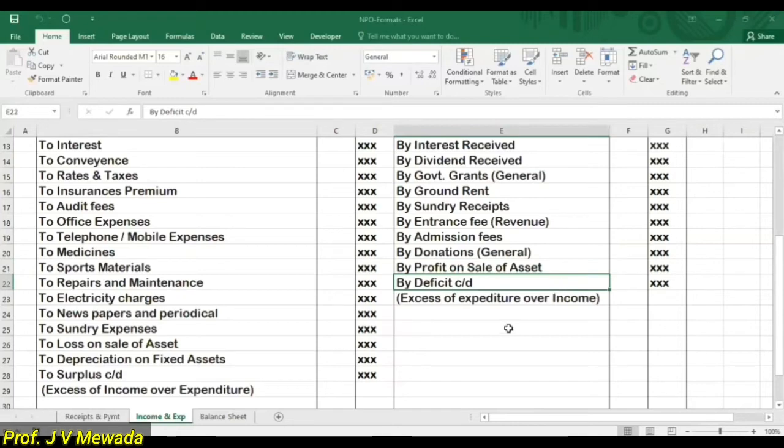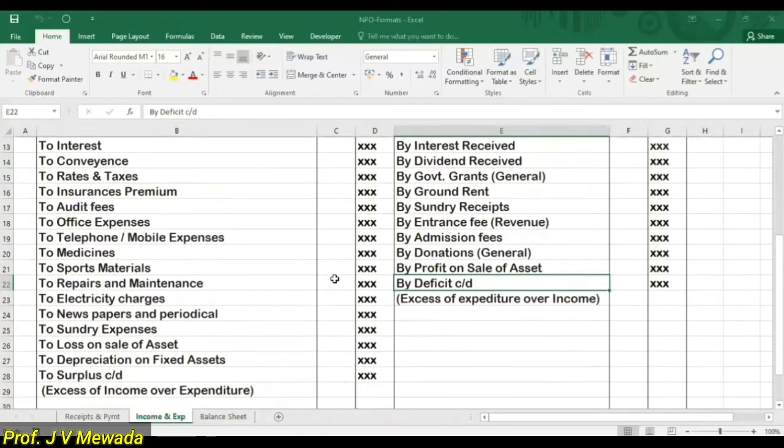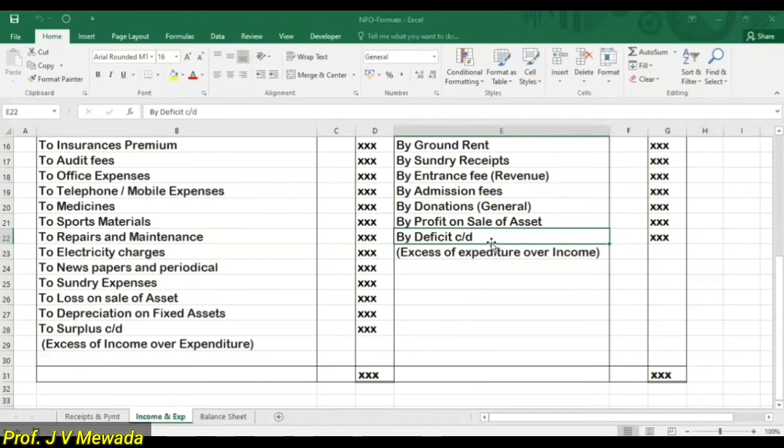And the difference of the expense side and income side. If the expense side is heavier than the income side, then the excess of expenditure over income is known as a deficit, and this deficit is carried down to the capital fund. So at the end of this particular account, any surplus we are adding to the capital fund in the balance sheet, and any deficit we are subtracting from the capital fund in the balance sheet. Okay, so this is the income and expenditure account, which is giving us the result of the current year, whether our financial reserve is surplus or financial reserve is deficit.